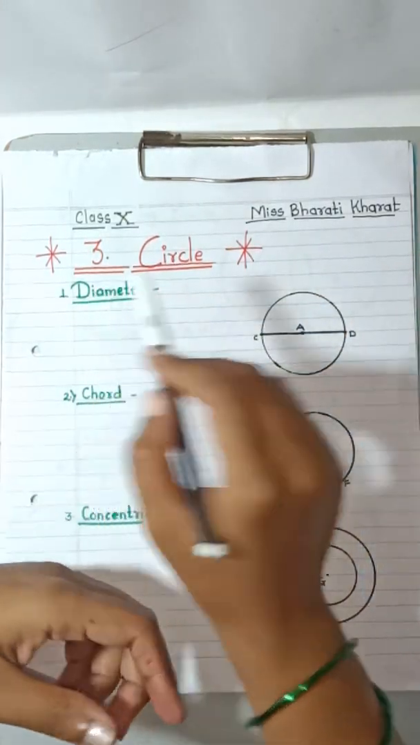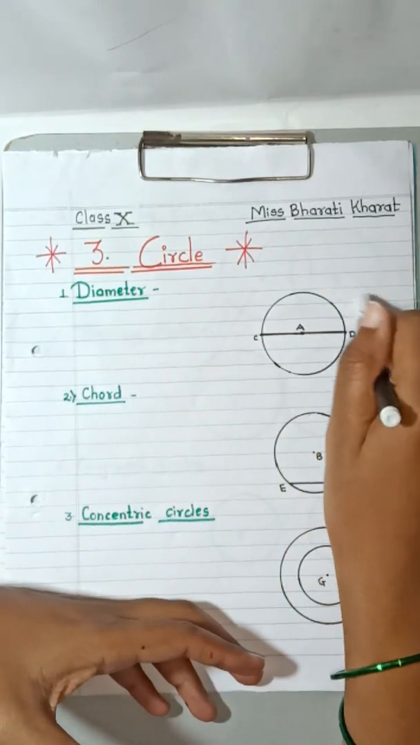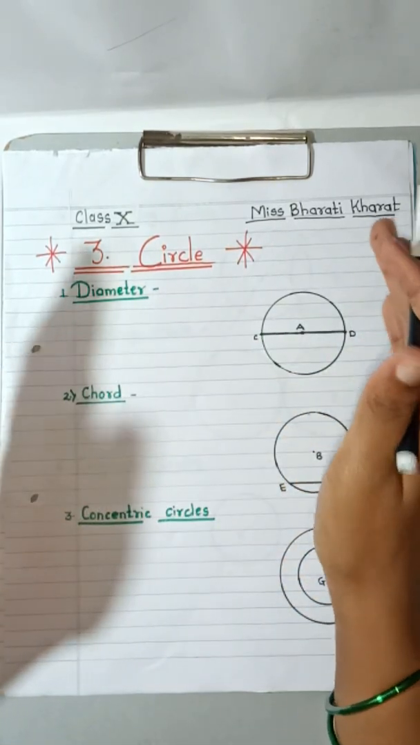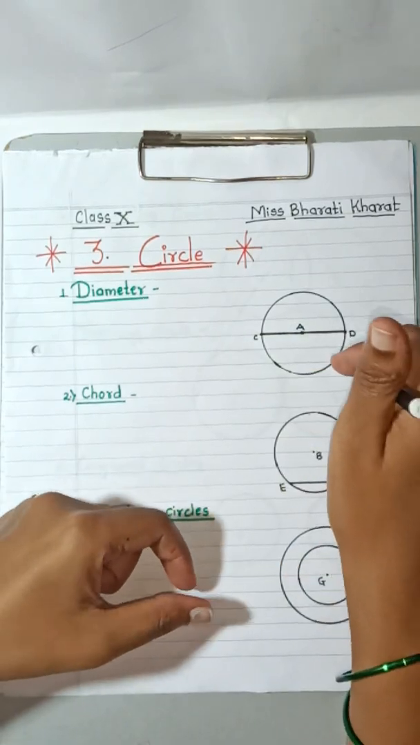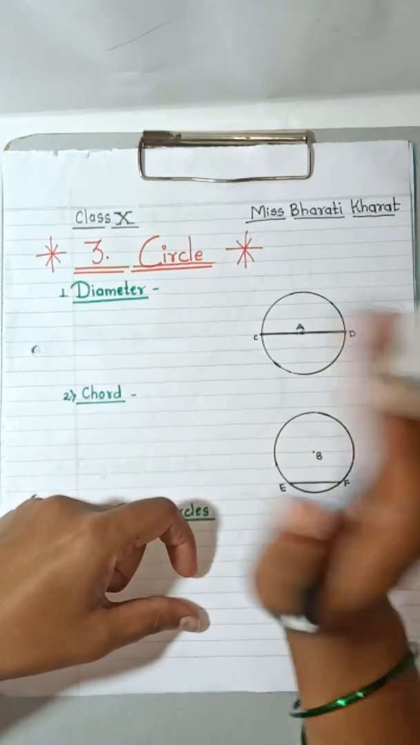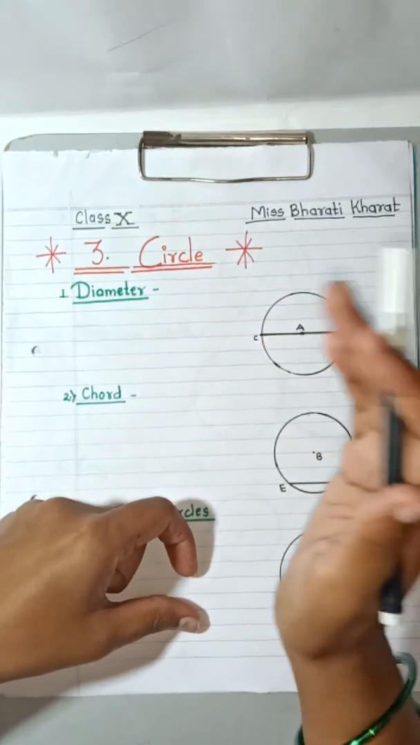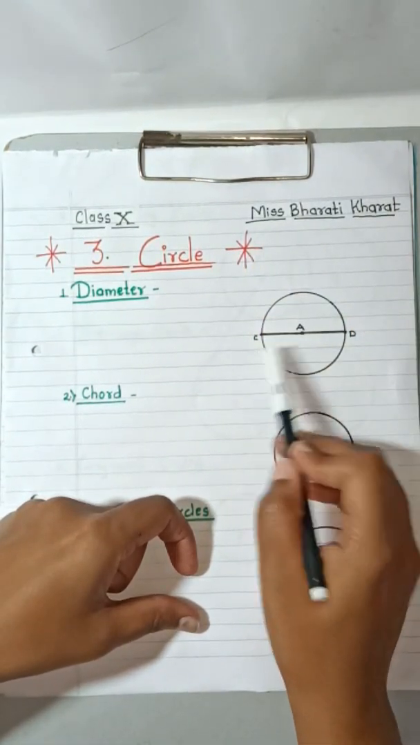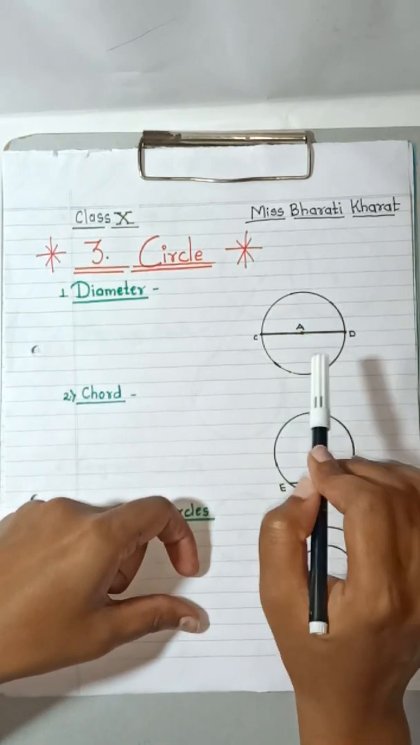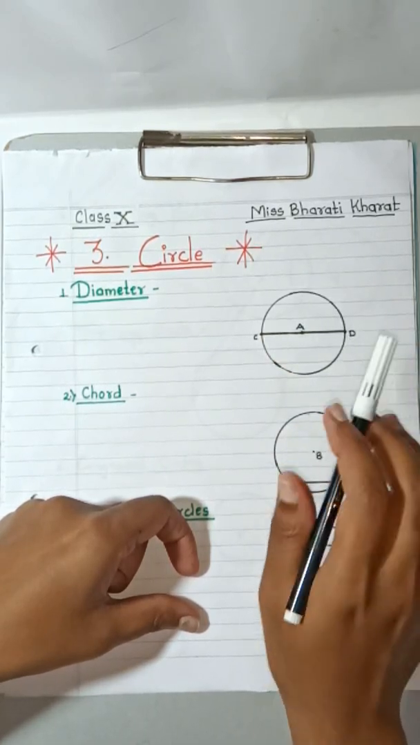Now children, first that we are going to see is the diameter of the circle. So what is the diameter of the circle? As you can see in this figure, the diameter means the line joining the two ends of the circle and passing through the center. A line segment which passes through the center of the circle and whose both ends lie on the circle is called the diameter of the circle. You can see C and D, these are the ends of this line segment and they lie on the circle as well as it passes through the center. Okay, this line segment passes through the center of the circle.